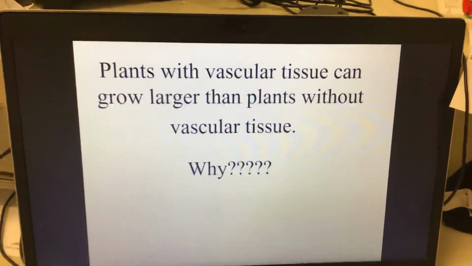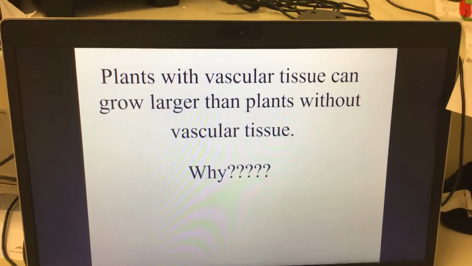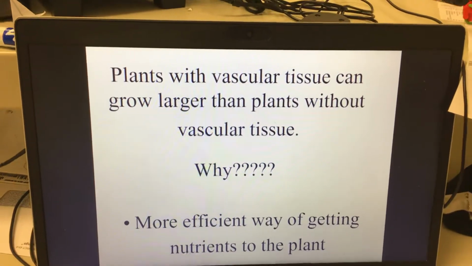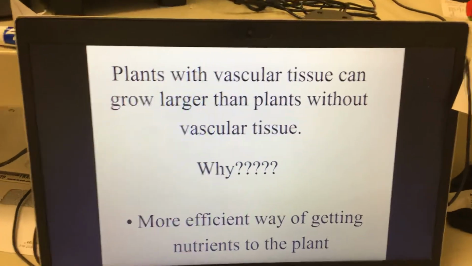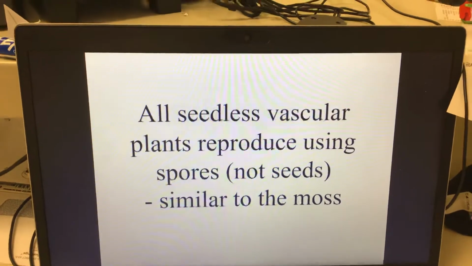Don't write anything. Plants with vascular tissue can grow larger than plants without vascular tissue. Why? Because they can get all the nutrients and water to where they need to go. So these plants, because they have vascular tissue, are going to be larger.